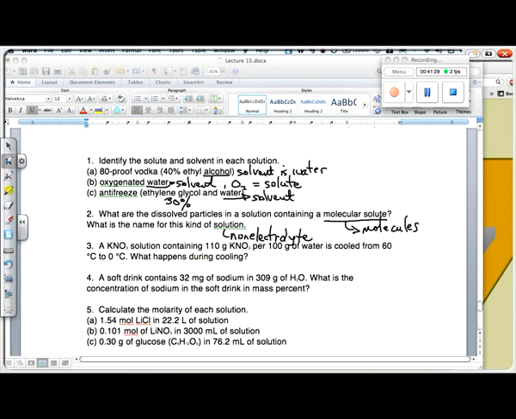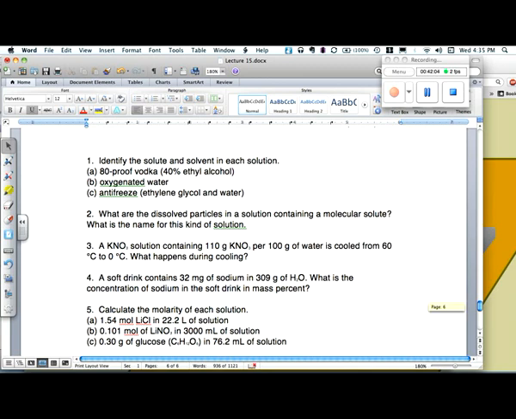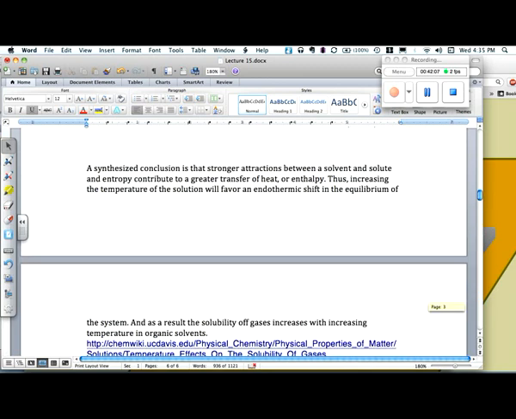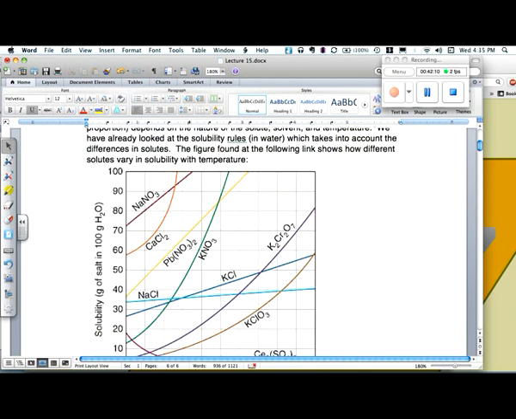All right, number 3, a potassium nitrate solution. We're going to have to go back to the graph. Remember that when Sapling asks you about cooling and solubility. So we have 110 grams of potassium nitrate, and we're going to cool from 60 to 0. What I'm going to do is lose what I have written so far because I want to scroll up to that diagram. So 110 grams, 60 to 0. There we go, potassium nitrate.